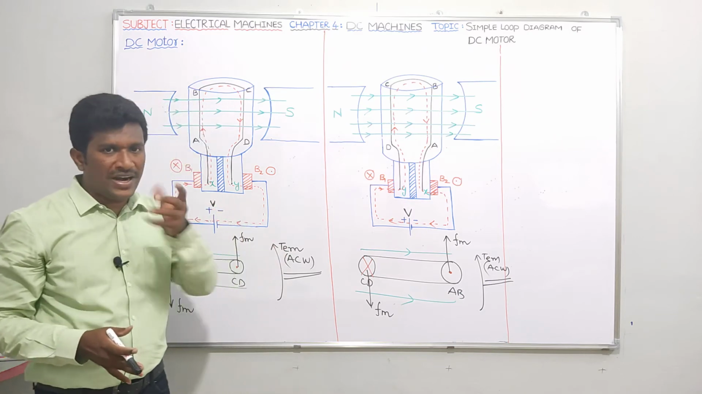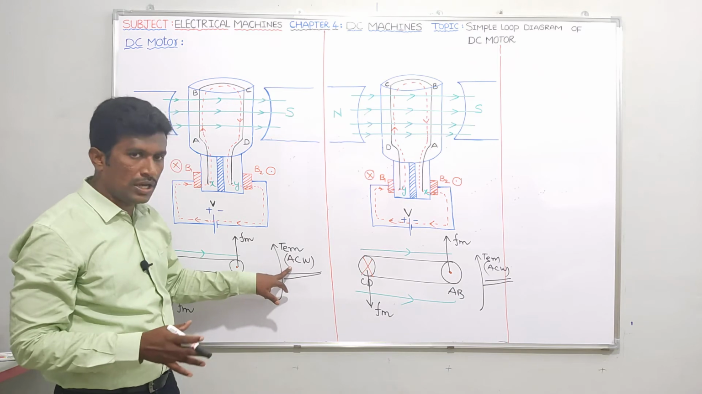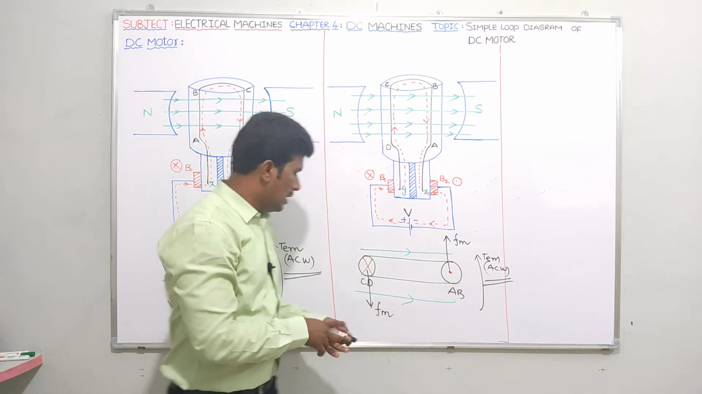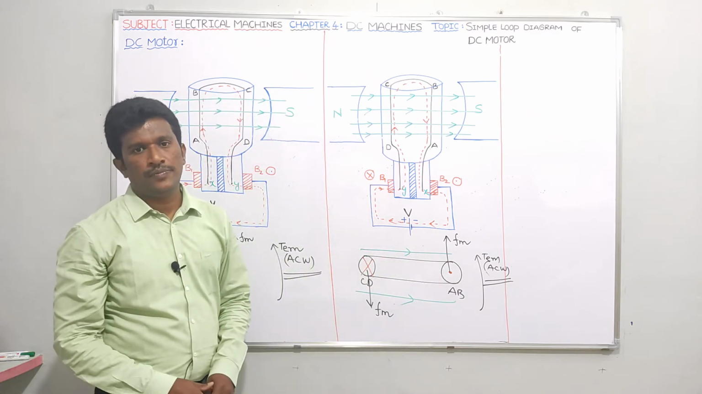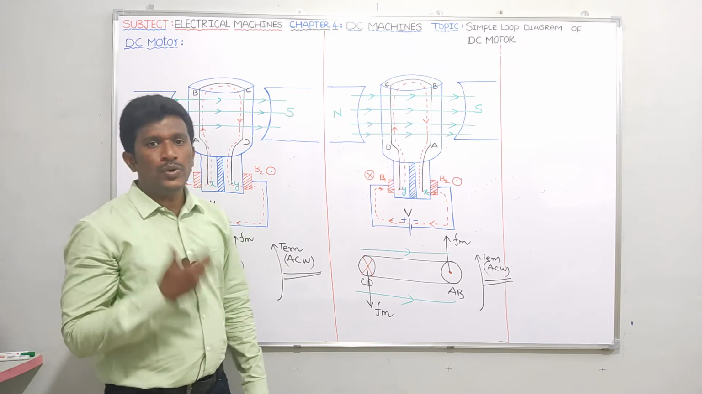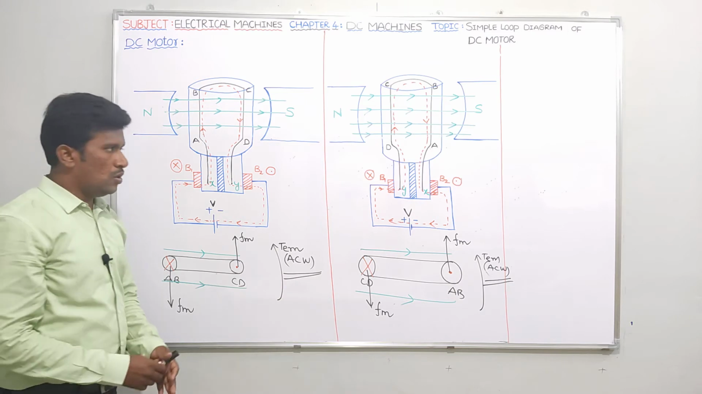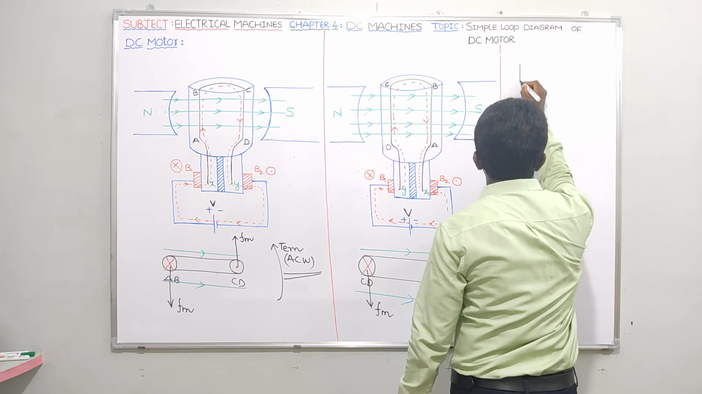Suppose if torque is bidirectional, average torque becomes zero. Example, if you see here anti-clockwise, instead of getting anti-clockwise here, if you get clockwise, then anti-clockwise, clockwise, average torque becomes zero, motor will not start. So always we need which type of torque because of motor action? Unidirectional torque. Yes, we need unidirectional torque only. Is it clear?